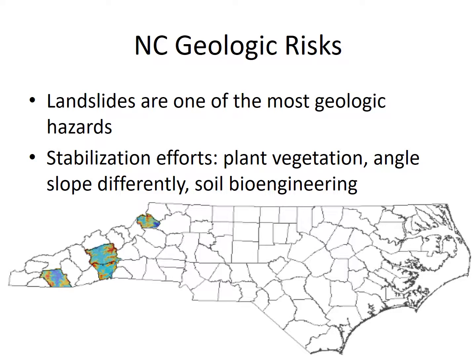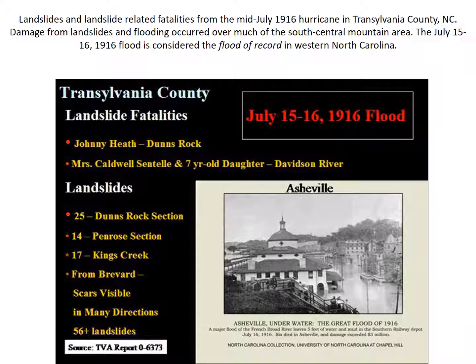All right, so one of the greatest geologic risks here in North Carolina are landslides, because we have mountains, especially up in the mountains. So you see these, and so there's a huge push for stabilization efforts. I've talked about the landslide protection that they have on Interstate 40 heading into Tennessee. But we're also planting vegetation. We're angling slopes differently as best as we can. And then there's also soil bioengineering that's happening. And that's something you could really look into, soil bioengineering, in some of your horticulture, animal science, agriculture classes.